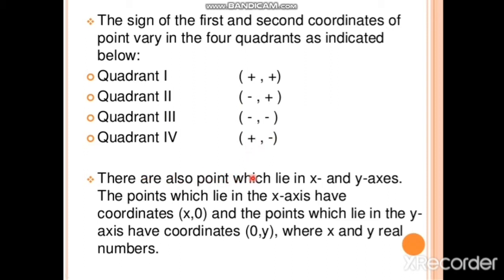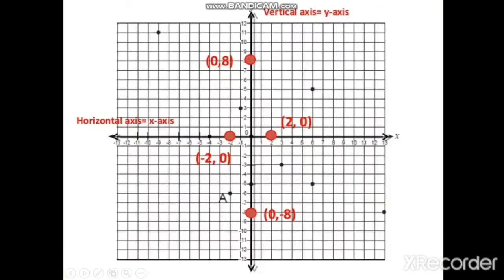There are also the points which lie on x and y axis, and these points lie exactly on x axis and y axis. When the x coordinate is 0, the point will lie on the y-axis. So x is 0 on the whole y-axis and on the whole x-axis y is 0. So in the case x is 0, the point will lie on y-axis like (0, 8), and in the case y is 0, the point will lie on the x-axis, like (2, 0) and (5, 10).